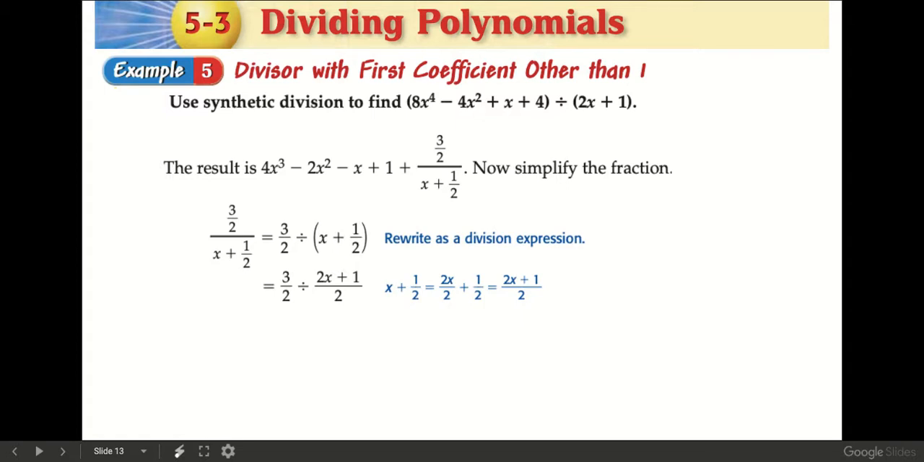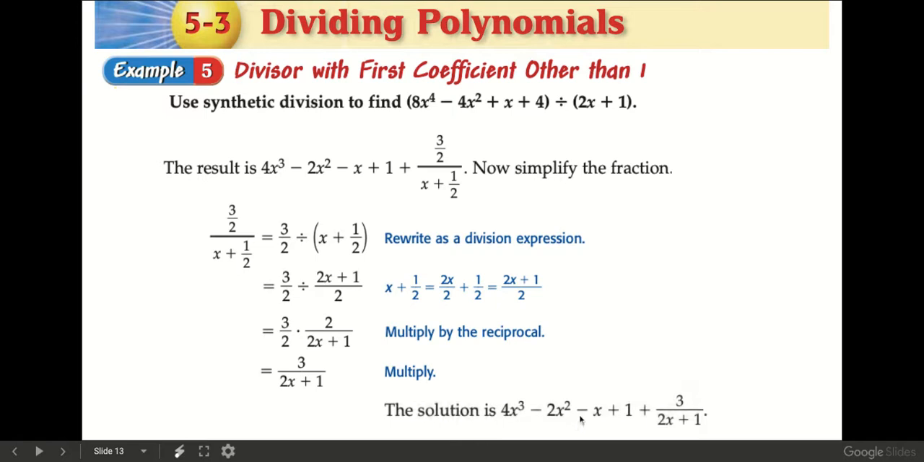And then I'm going to turn this division problem into a multiplication, right? Multiply by its reciprocal. So the reciprocal of 2x plus 1 over 2 is 2 over 2x plus 1. And then I can just multiply across, right? The other thing I can notice too is that these 2's cancel out, and it just leaves me with 3 over 2x plus 1. So this whole thing here simplifies into this. So my final answer I would write as 4x to the third minus 2x squared minus 1x plus 1 plus 3 over 2x plus 1.